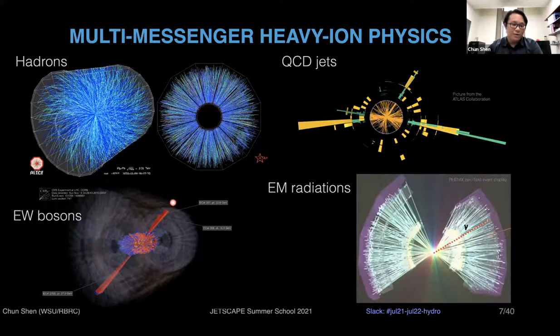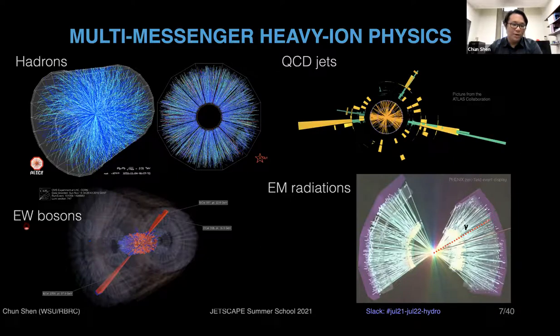Apart from the colored objects, we also have colorless objects, which are electroweak bosons, which are also very high energetic. They are only emitted at a very early time. And because the electromagnetic interactions with the medium are very small compared to the strong interactions, they mainly carry very early time information, which is not distorted by the presence of the medium. So by comparing the observables for electroweak bosons with the QCD jet observables, we can quantify the medium modifications of the hard, high pT particles.